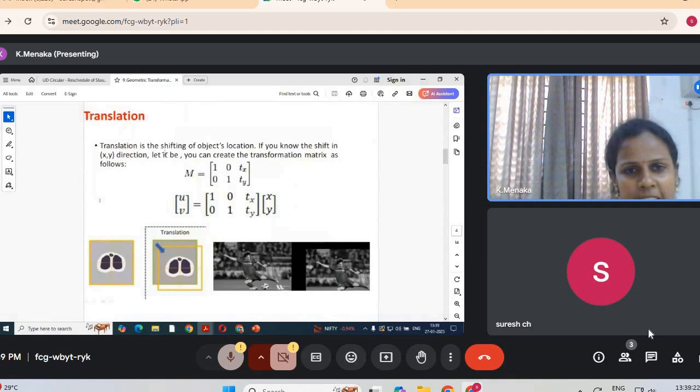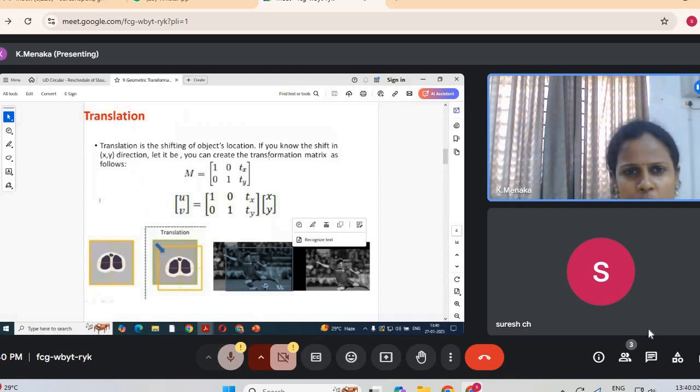First is the translation. Translation is nothing but the shifting of the object's location. For example, you see the first image. Here, the football is kicked by the player. And if you see the second image, it is the same image, but only this portion has been moved. That is the shifting of the object's location.